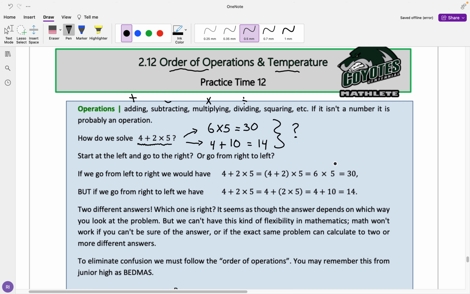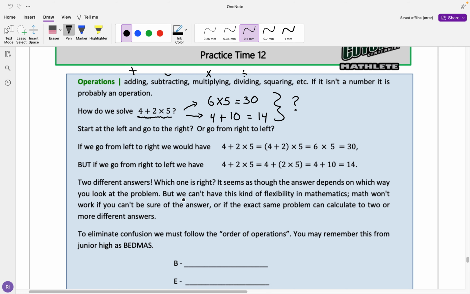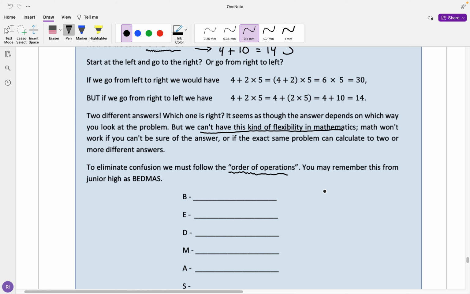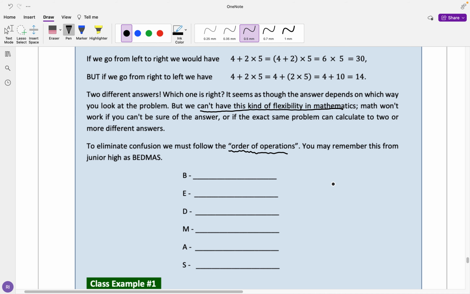Well, that is what we're going to talk about. In math, we can't have this kind of flexibility. We can't have uncertainty. We need to be absolutely concrete that if I'm doing this math and everyone in the room is doing this math, we're going to get the same answer. And that is where this exciting idea, order of operations, comes in. So we've determined which operation you're supposed to do first, and then what is the sequence of operations that you're supposed to do in order. And it works like this.